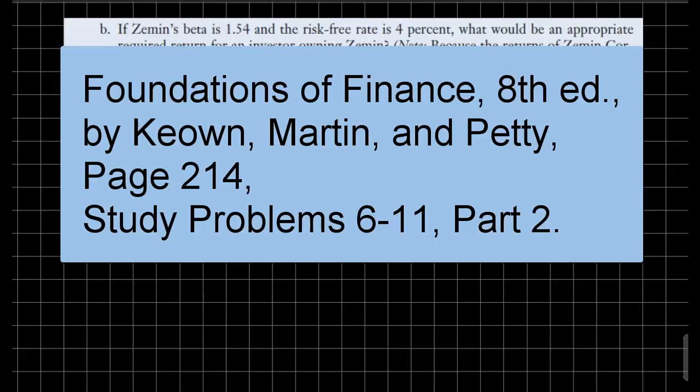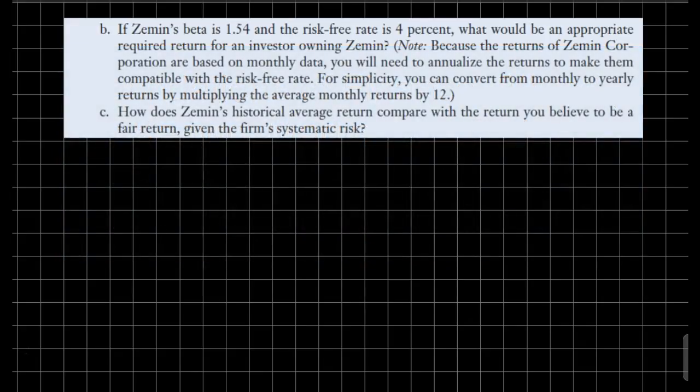We're back for the second part of our study problem 6-11. So we have already a good idea about the annualized return for Zemin. Let me remind you of what we got earlier. So these are realized returns in that case.